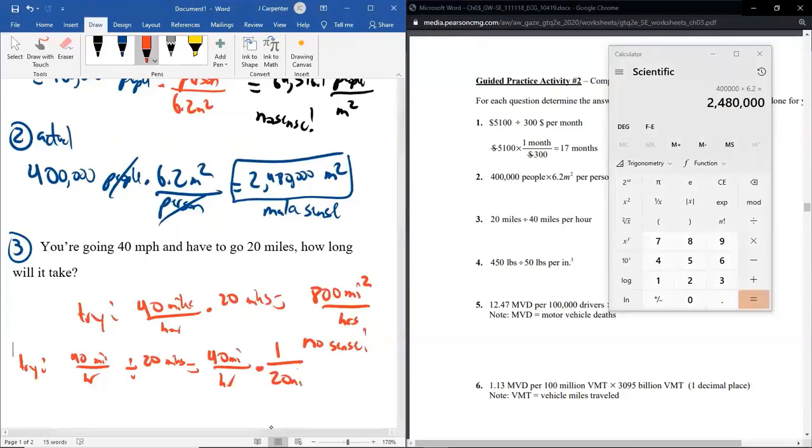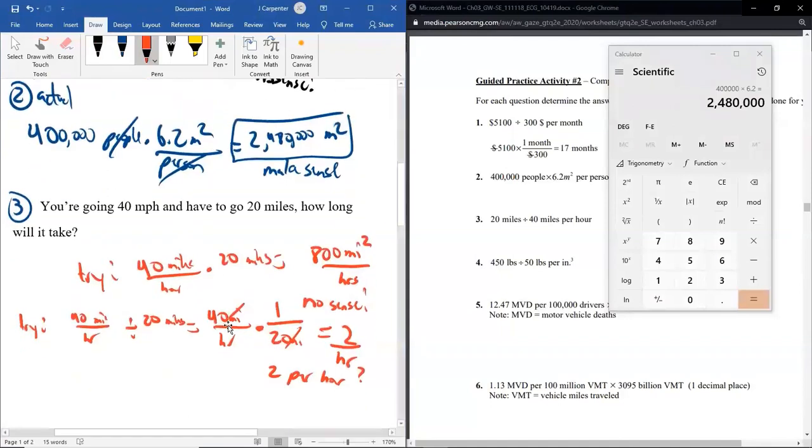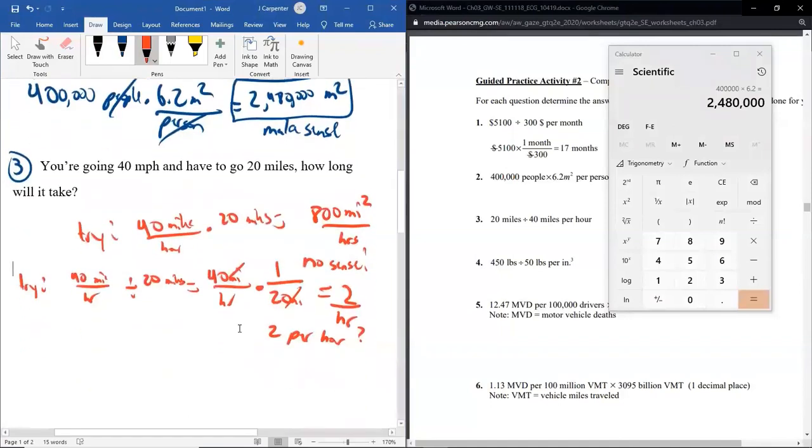Okay, well, the 40 divided by the 20 in this instance is a 2. The miles do cancel, but look at where the hours are. They're in the bottom, so it's 2 over hours, which means it's 2 per hour. Does that make sense? Is that a time? No, that's saying you're going 2 per hour. 2 what? 2 bobs? 2 oranges? It doesn't say, there are no units, it's just 2 per hour. So no, that actually does not make sense. So the answer is not 2 hours or 2 per hour.